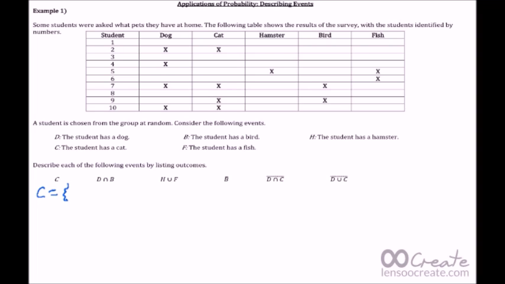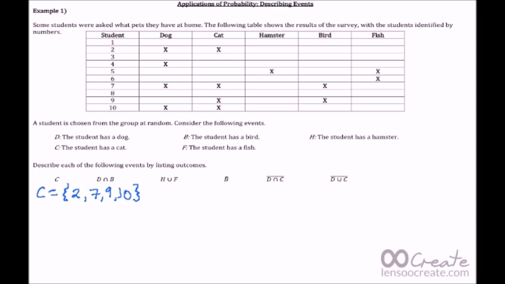C is a student has a cat. We look up at the chart. Students 2, 7, 9, and 10 all have a cat. So we are going to write those numbers: 2, 7, 9, and 10. And then we close it with the bracket. We just described the event by listing the possible outcomes: if a student was chosen at random, what students would have a cat, and it's student 2, 7, 9, and 10.